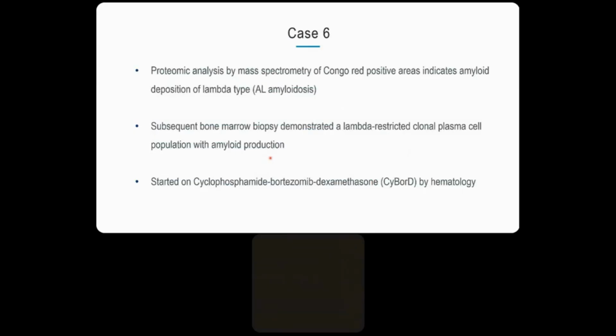So in this particular case, proteomic analysis was also performed and confirms amyloid deposition of lambda light chain type. And following the liver biopsy, a bone marrow biopsy was also performed showing a lambda restricted clonal plasma cell population, and this patient was subsequently started on chemotherapy.